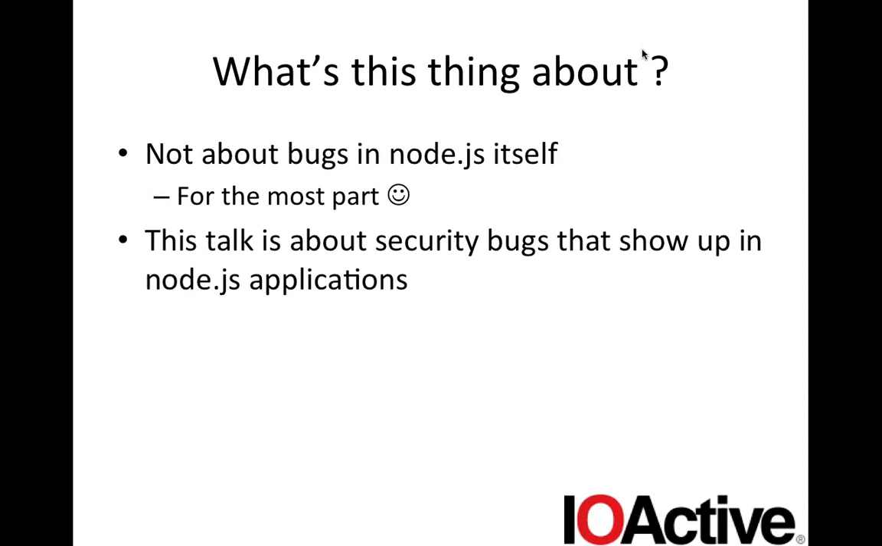So what does this talk about? It's not about bugs in node.js itself. We're assuming the runtime is okay, although near the end, I have a few notes about that. But this talk is mostly about bugs that show up in people that write applications for the node.js runtime.